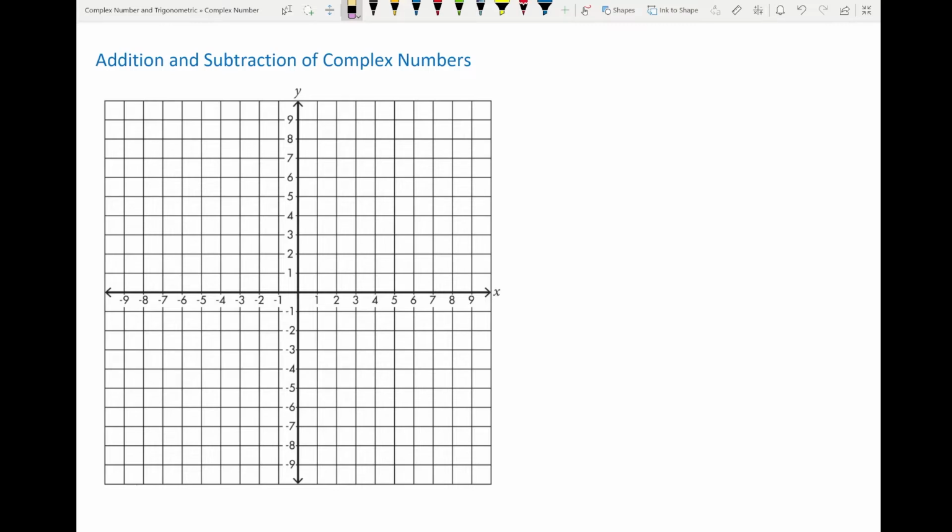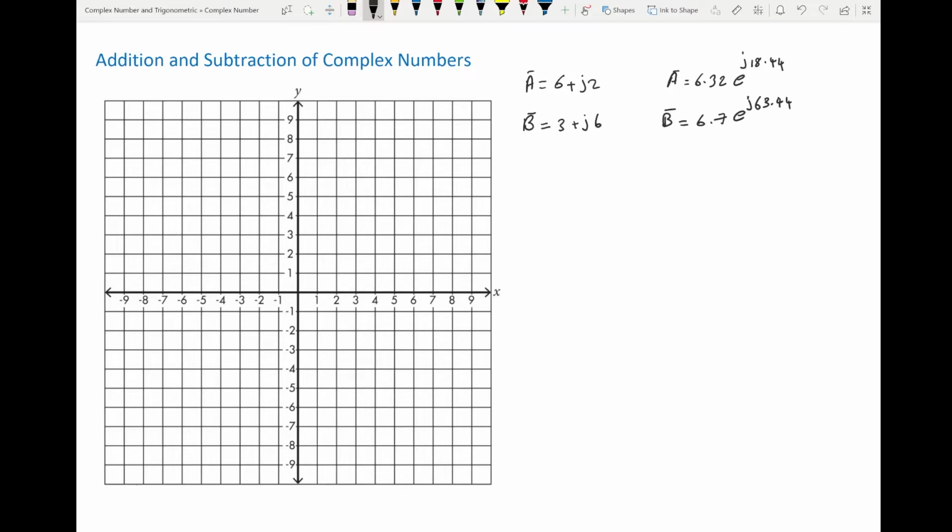Let's say I have a vector A equals 6 plus j2. And if I express this vector in polar form, it will be the magnitude 6.32 e^j 18.44. And another vector B, 3 plus j6. And in polar form, it will be 6.7 e^j 63.44.